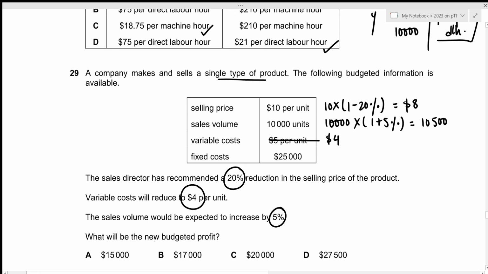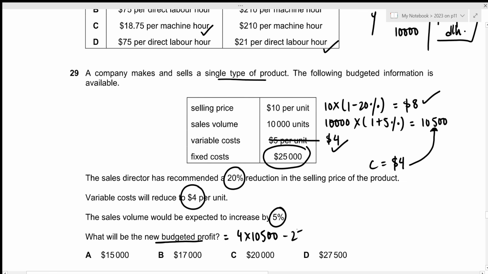Now, what will be the new budgeted profit? So profit is just going to be the selling price minus our variable cost, and that gives the contribution. And the contribution in this case is 8 minus 4, which is 4. Then we need to multiply the contribution by the total number of units so that we get the total contribution. And then we need to subtract the fixed cost from it to get the profit. So that will be 4 times 10,500 minus 25,000. This results in the value of 17,000. And that's the answer we're looking for, which is given in option B.